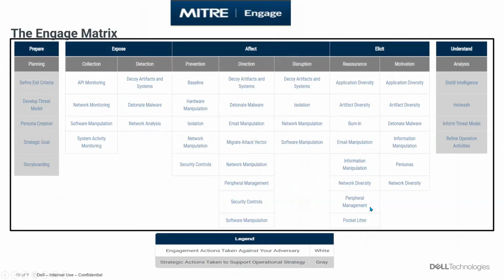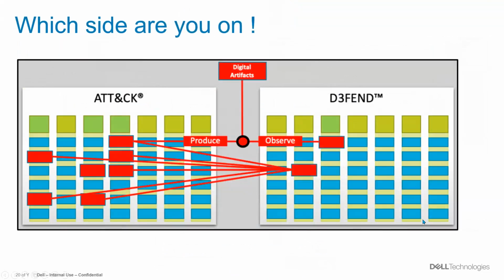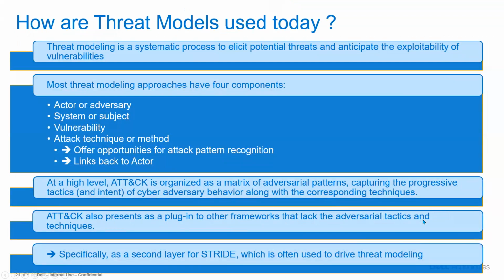If you see all these white cells, it talks about what actions you can take against your adversary. If you see the gray cells, it talks about the strategic measures that you can have. This is going to be a detailed thing, but that's why I'm just keeping this one and this one too. Now let's come to this understanding. Now, having studied this in detail, how can we use this in threat modeling, right?